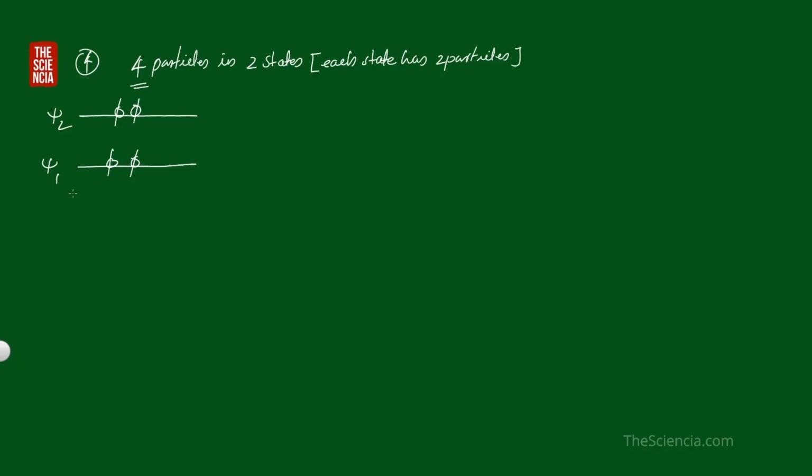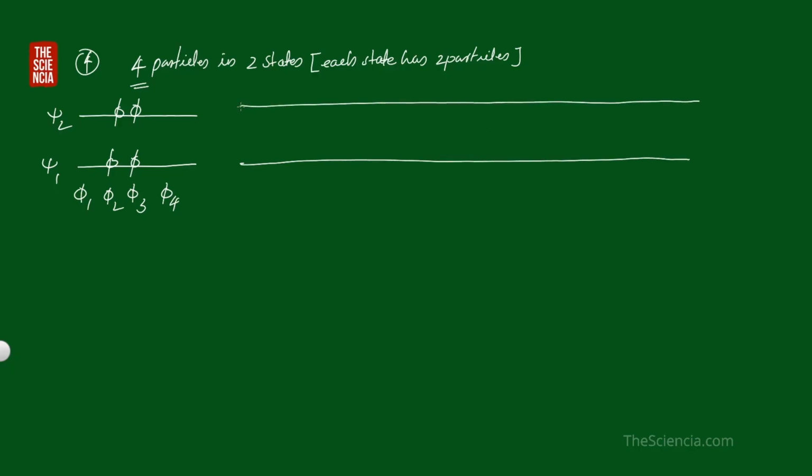Now I am calling these particles phi1, phi2, phi3 and phi4. Right, and there are 2 states. Now I am going to fill these particles into these states. So first I am taking the first particle in the psi1 state, and the second particle is also in the psi1 state, and taking the third particle and fourth particle in the psi2 state. Or maybe, see, these are identical particles, so other combinations are also possible.